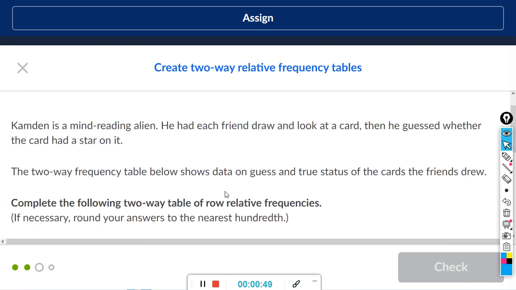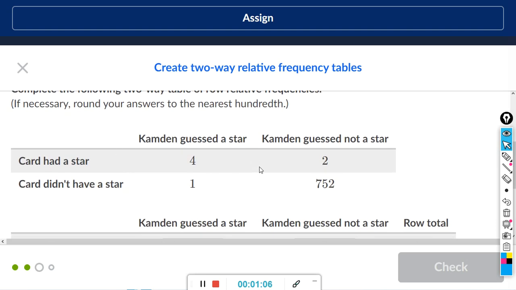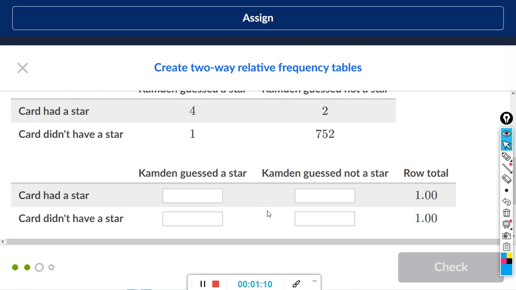What you want to do, though, is look in this part in boldface here. They want the row relative frequencies, okay? For some of them, they want the column. For this one, they want the row. That means left to right, okay? So here's the data that they give us, and here's the chart that we have to fill in.